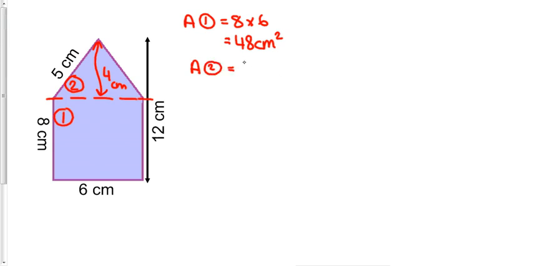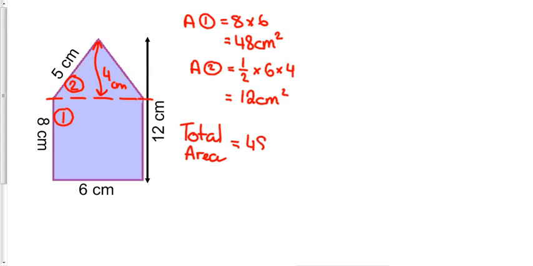So area number 2 is going to be a half times the base times the height. So a half times 6 times 4. Half of 6 is 3, 3 fours make 12 centimetres squared. Now what I have to do is work out my total area, and again I am going to make it really clear that I have added together those 2 areas. Total area is 48 plus 12, which gives me 60 centimetres squared.